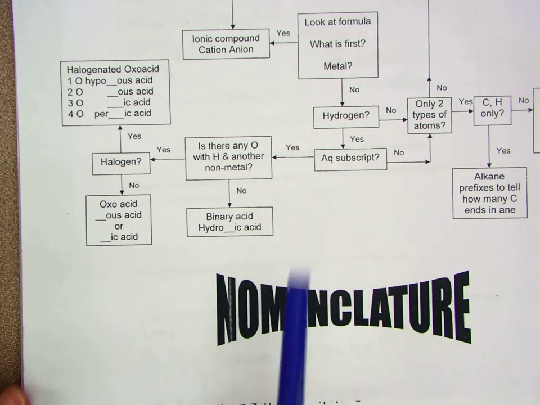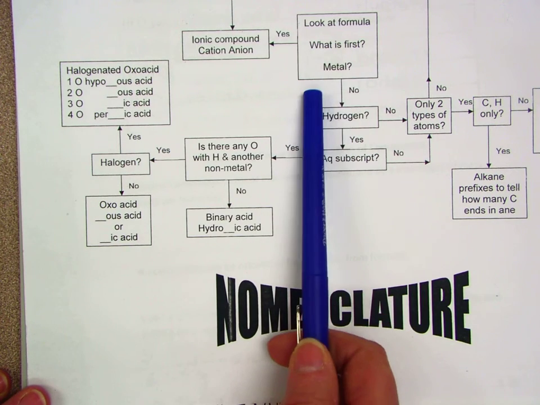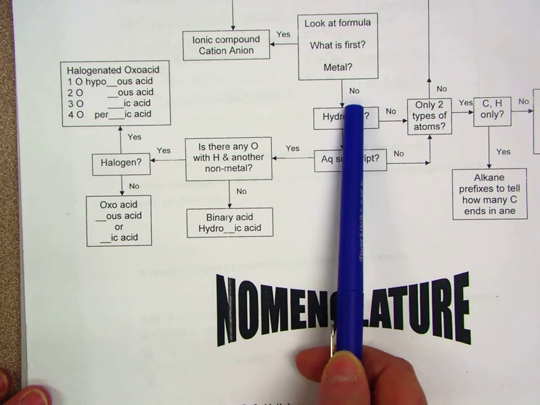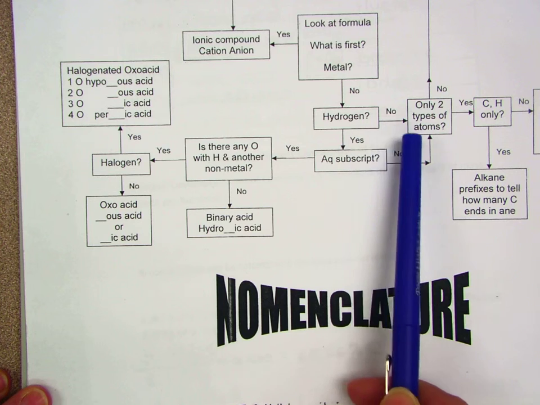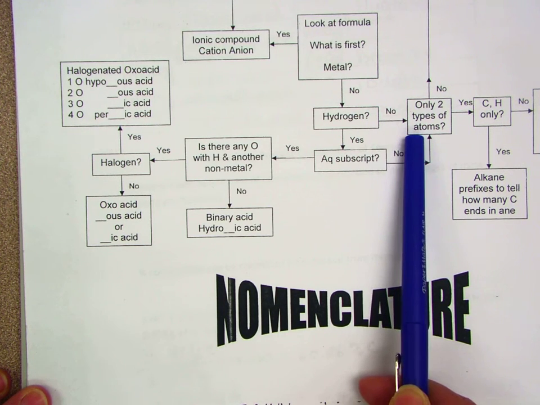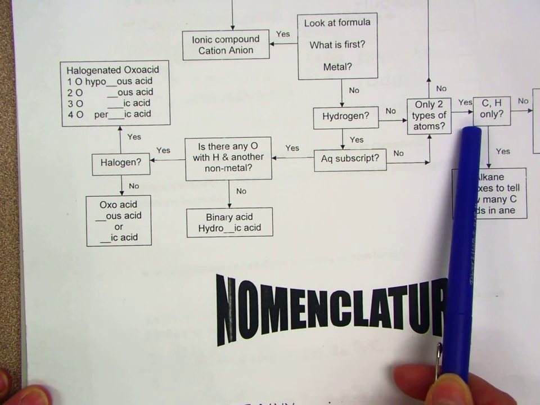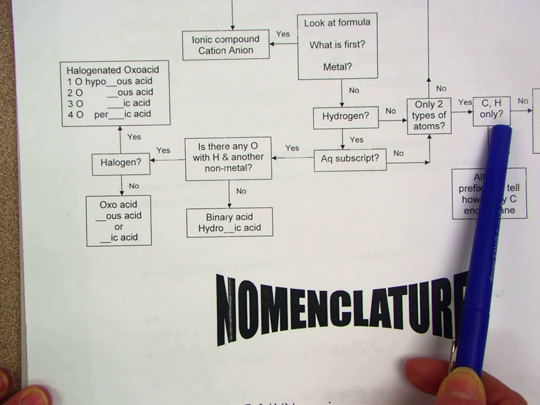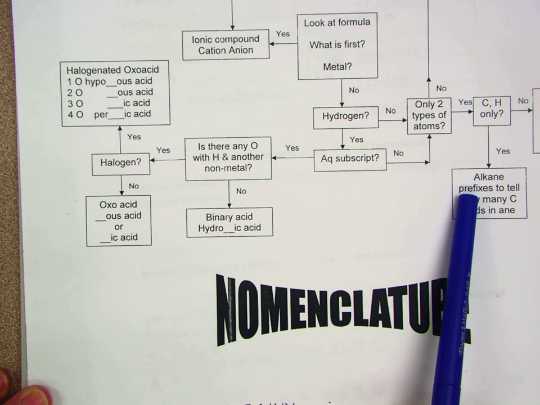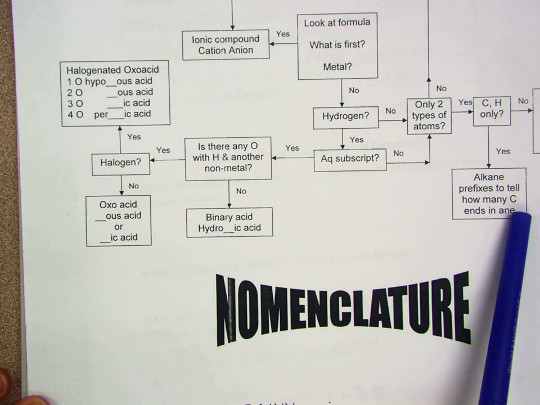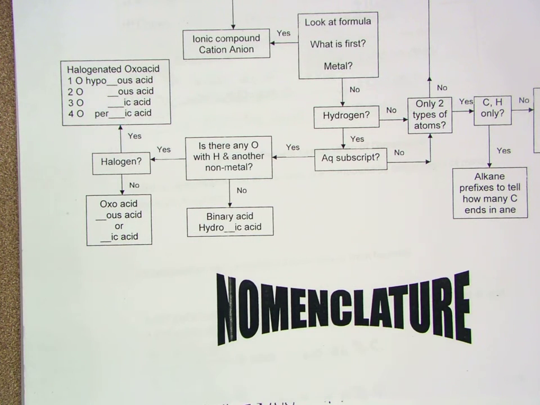C2H6. Look at the formula. What's first? Carbon. Is it a metal? No. Is it hydrogen? No. Are there only two types of atoms? Yes. Is it carbon and hydrogen? Yes. Then it's an alkane. Prefixes to tell how many carbons, ends in -ane. Well, it's C2, ethane. Okay? This is like what runs through your head to think of this.